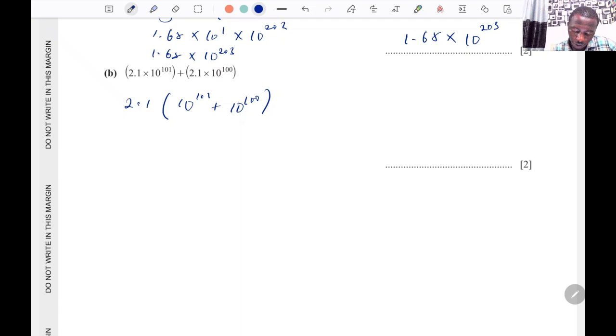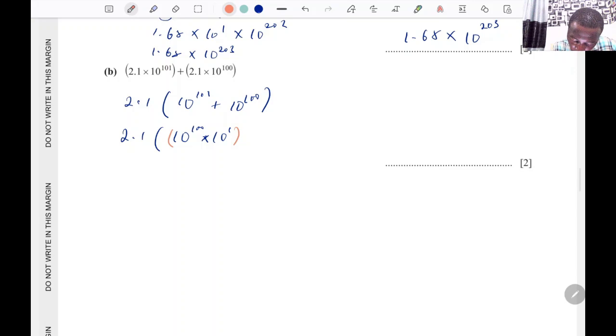So what I'm going to do here is further split this one. Since I have 10 to the power of 101, I can separate it. So I can say I have 2.1 in brackets, 10 to the power of 100 times 10 to the power of 1, so I have this 101 back. Then plus 10 to the power of 100. At this point, I have the common thing, which is 10 to the power of 100.